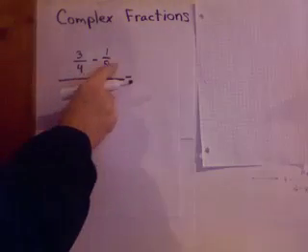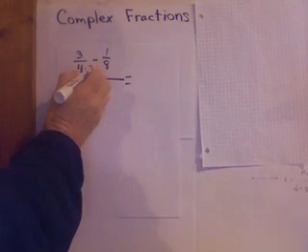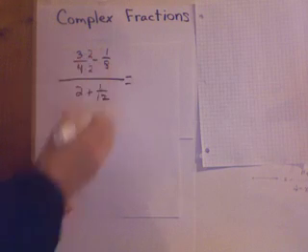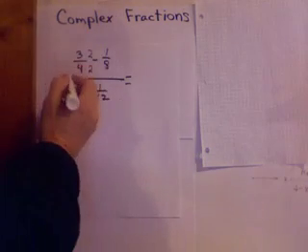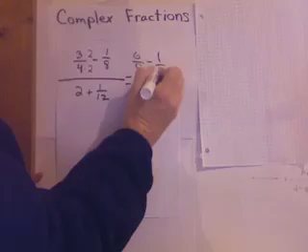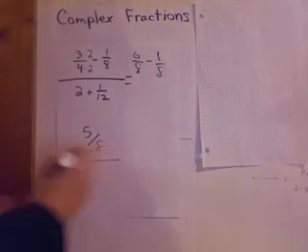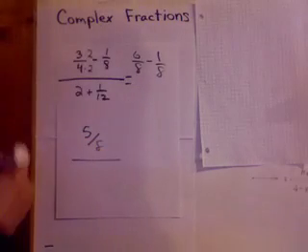So the common denominator, if I were to do the top, would be 8. So I could multiply this by 2 and this by 2. At this point, I get 6 over 8 minus 1 over 8. So I get 5 over 8 for the top. Now I'm going to do the bottom.